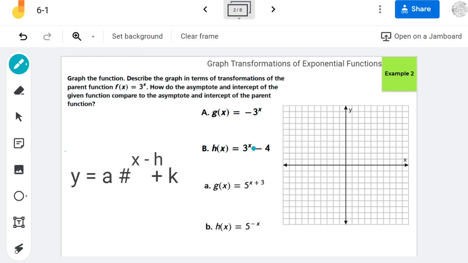So the transformations for exponentials work the exact same way as every other transformation we've done. All right, so anything outside the grouping symbol, such as h and k, will actually be some kind of vertical change. Now anything inside the grouping symbol, which we're using the exponential here as a grouping symbol, this is going to be a horizontal change.